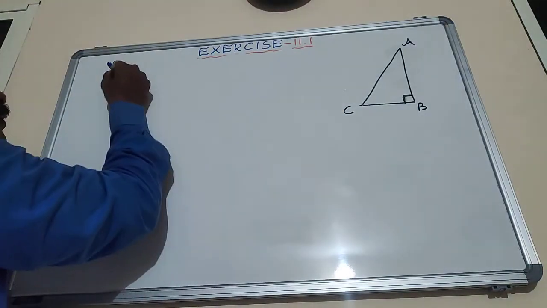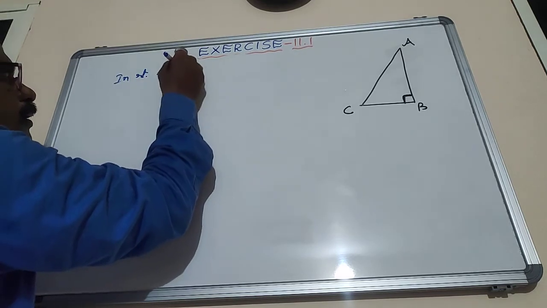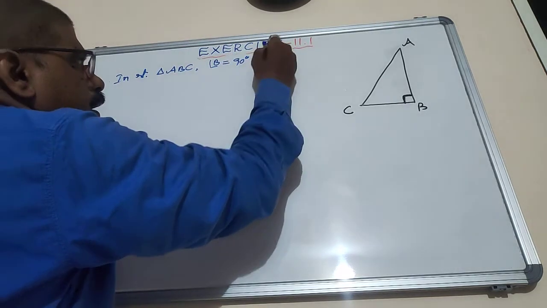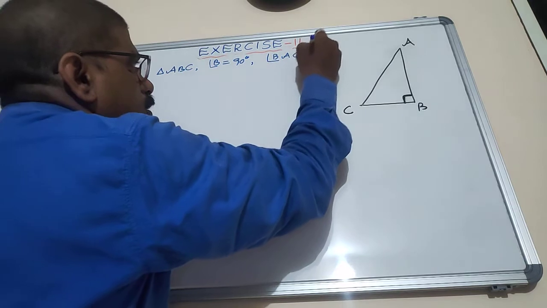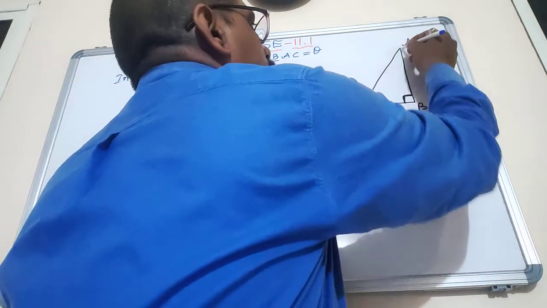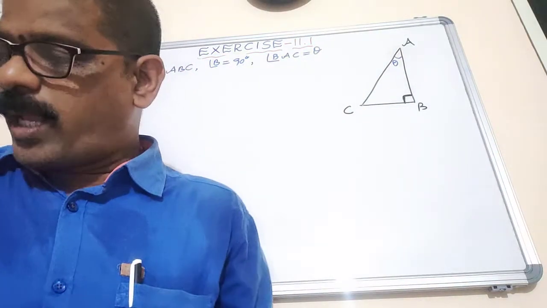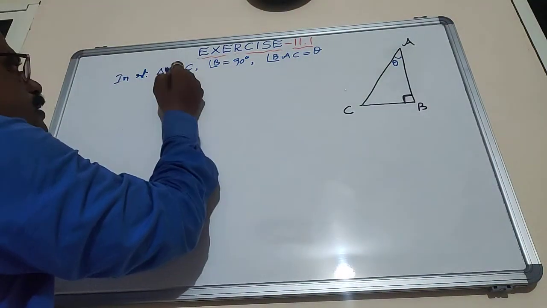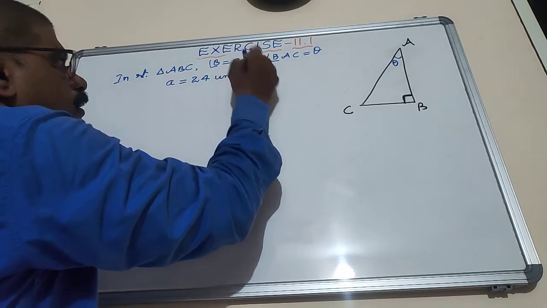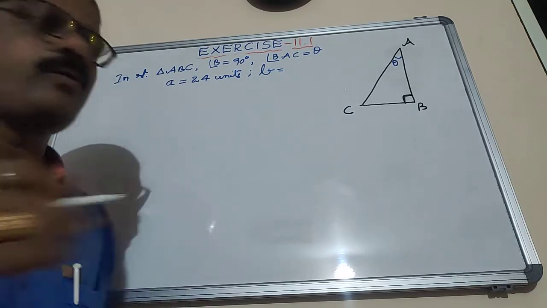According to a right triangle ABC, angle B equals 90 degrees, angle BAC equals theta. Clear? Another measurement is given: small letter a equals 24 units. The next one, small letter b equals how much? 25 units.